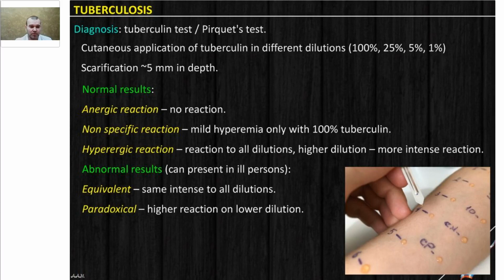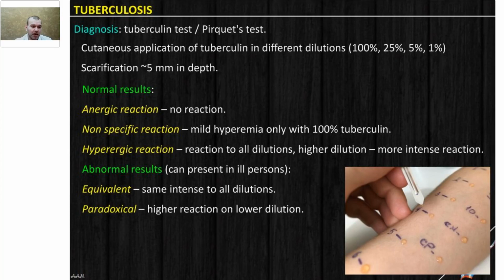We have 3 main types of normal results. If you see that no redness, no allergic reaction is observed at any concentration, it means that the subject is not immune, not ill, and should be revaccinated if required. Non-specific reaction, when mild hyperemia is observed only at the maximum concentration of tuberculin, is usually a reaction to some components of the tuberculin. It is non-specific for Mycobacterium. It means again that subjects mainly are not immune.